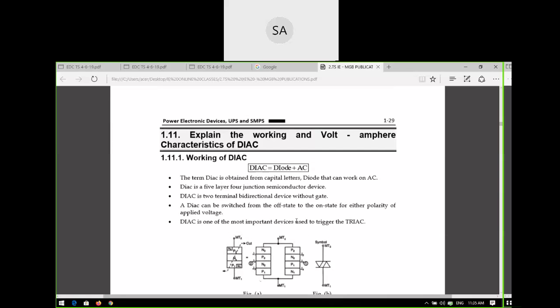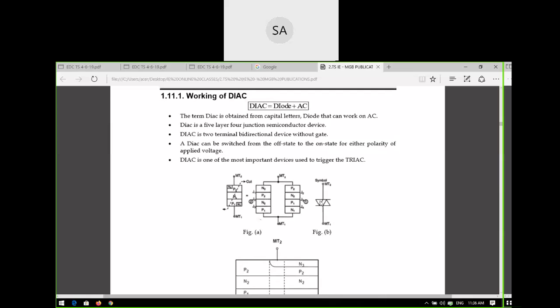For example, SCR1 is a PN device, and SCR2 is an NP device. That means they are connected back to back, in the reverse direction. So it forms two SCRs back to back. But the difference is, very important, this is without a gate.